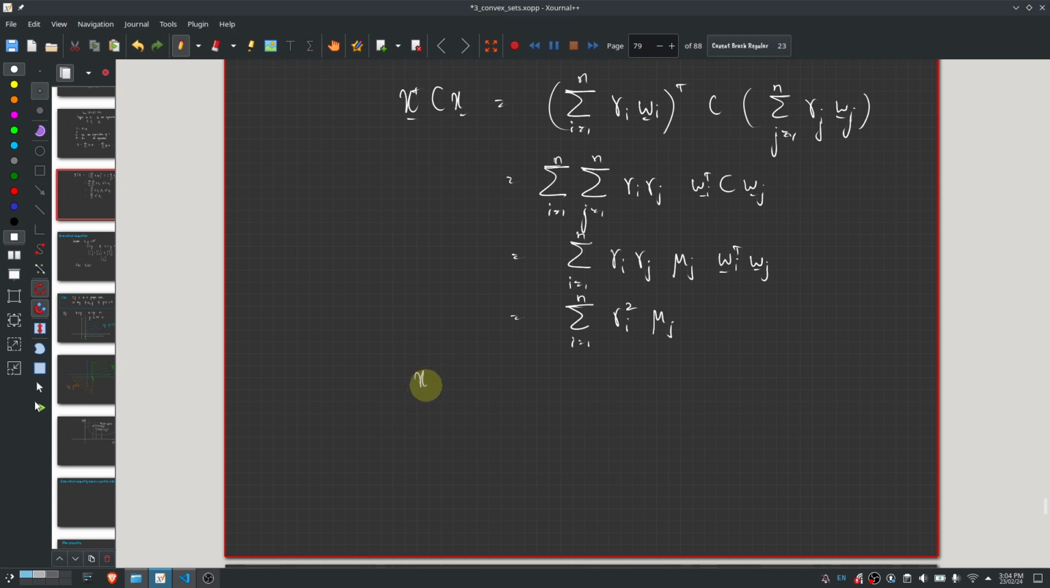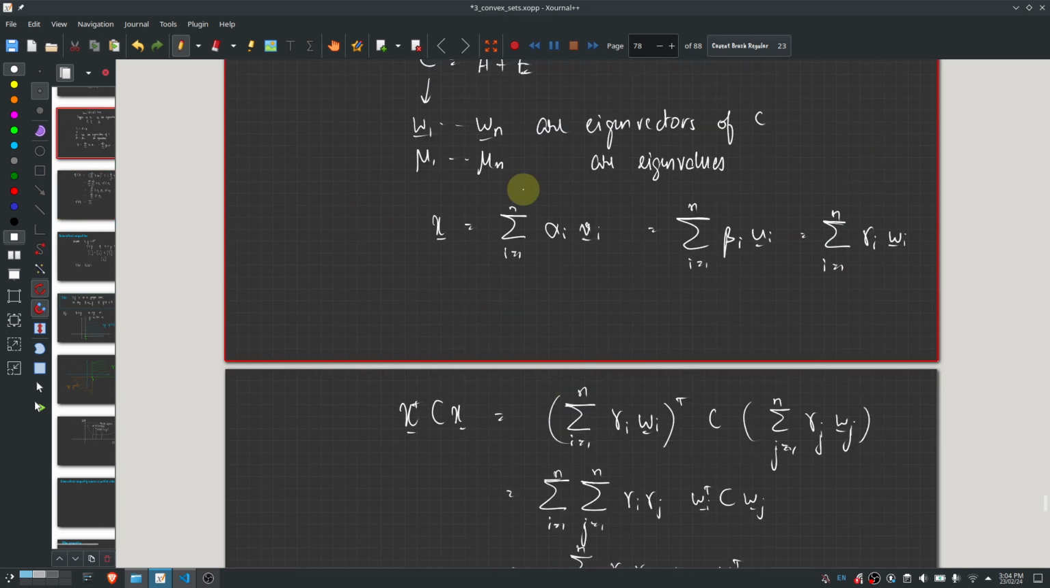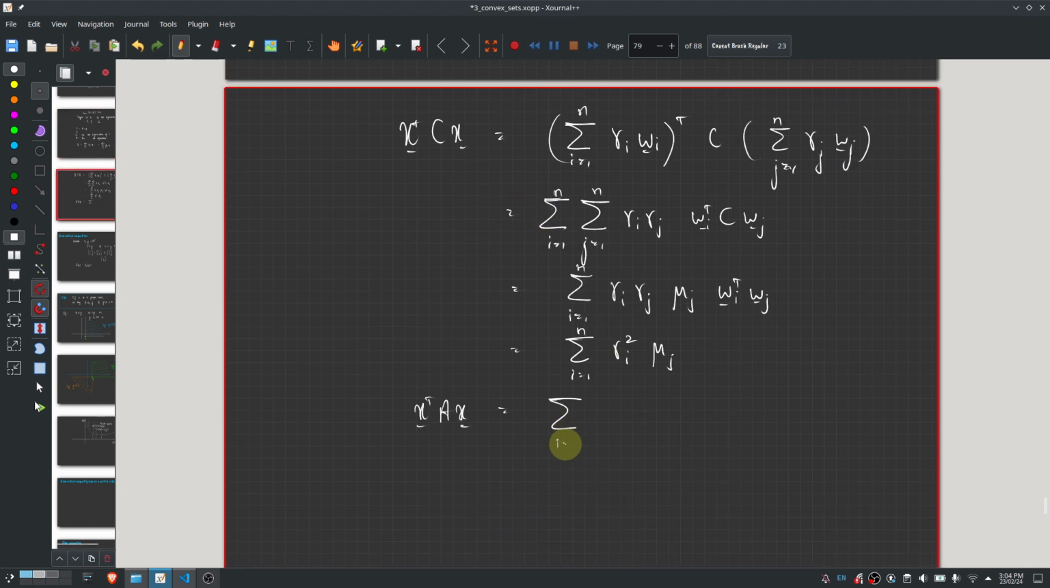Now what can I say about x transpose Ax in terms of the eigenvalues and eigenvectors of A? I know that x is equal to summation alpha I vi. These are the eigenvectors of A. So this would just be summation I equal to 1 to n alpha I square times lambda I, because lambda I's are the eigenvalues of A. And similarly, x transpose Ex, what can you say about this?